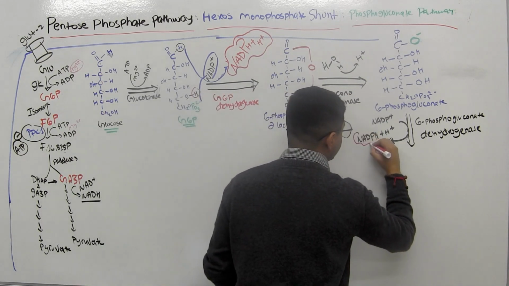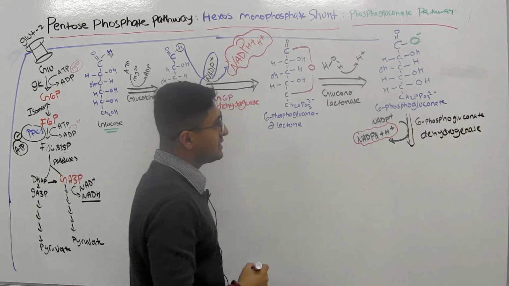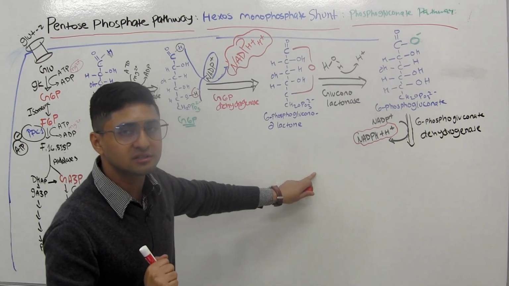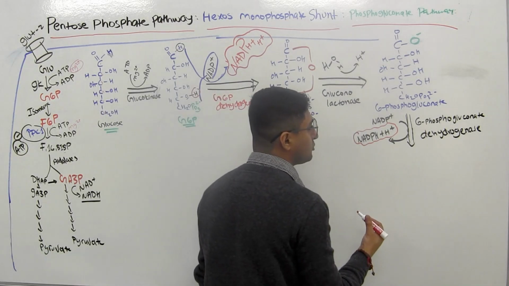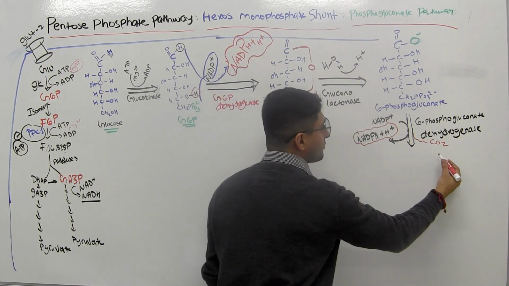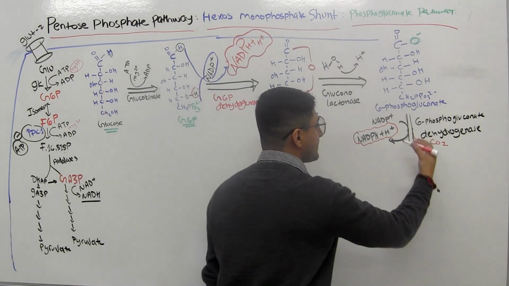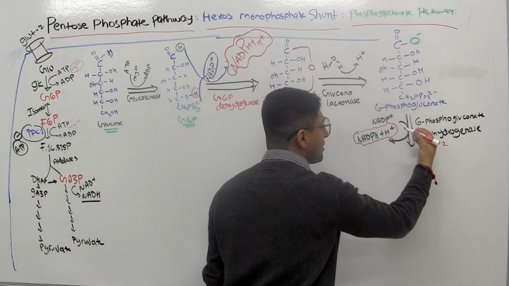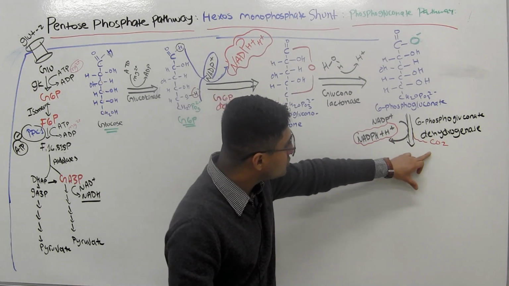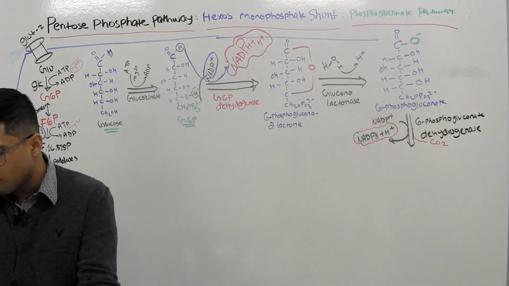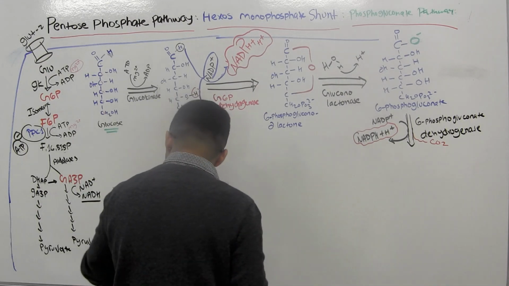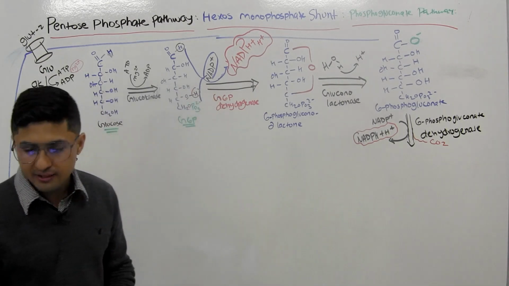But there's also one more thing happening here. With the 6-phosphogluconate, decarboxylation happens, meaning we lose 1 carbon in the form of carbon dioxide. This is called a decarboxylation reaction. From this compound, we're going to make the 5 carbon molecule. So we lose this carbon through decarboxylation, and it's going to be a 5 carbon compound.